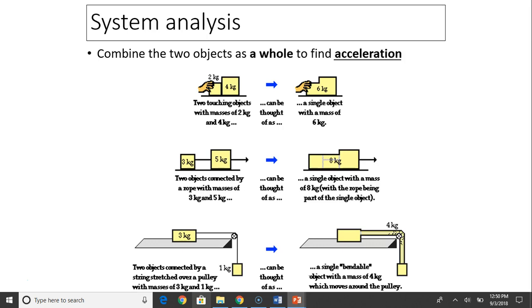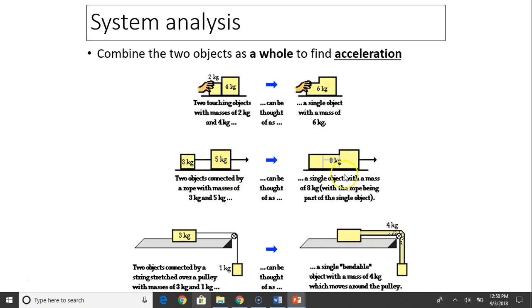One is a system analysis. When do we do a system analysis? When we have to find acceleration. When we have to find acceleration for any object, because any object accelerates at the same acceleration as the whole system. So for example, here's 2 kilograms and 4 kilograms. We simply combine them as if you're pushing one object with 6 kilograms.